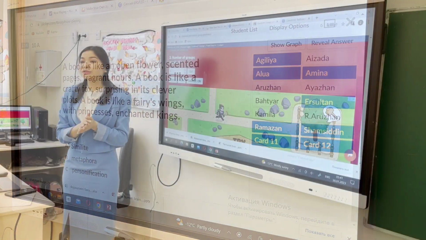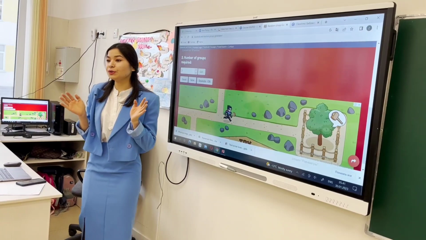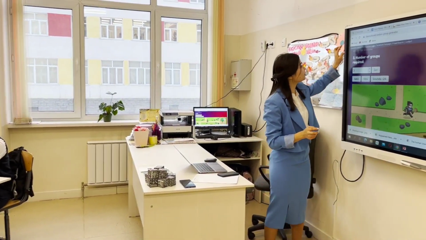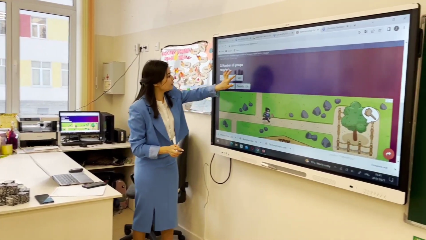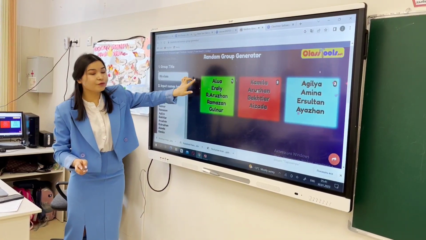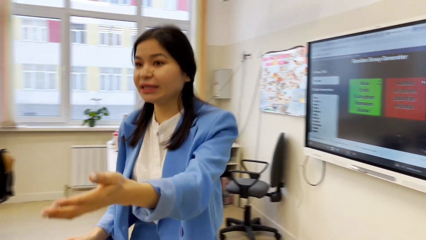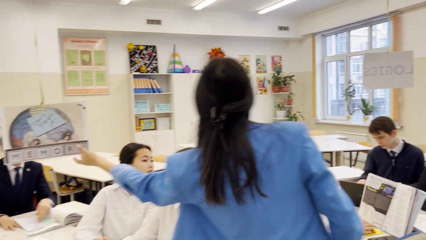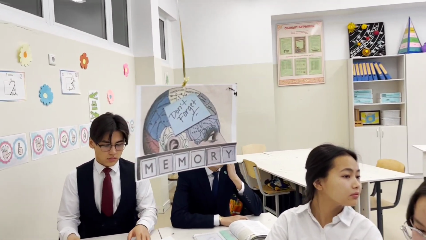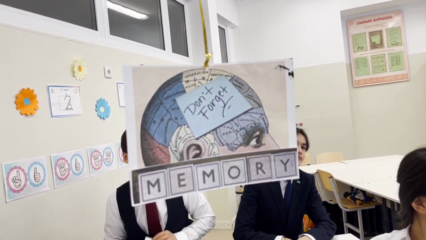Next. Students, before we start our new theme, I'm going to divide you into 3 groups with this program, Class Tools. The first group sits here. Here sits the memory, logics, and cognition groups. Please divide into 3 groups.